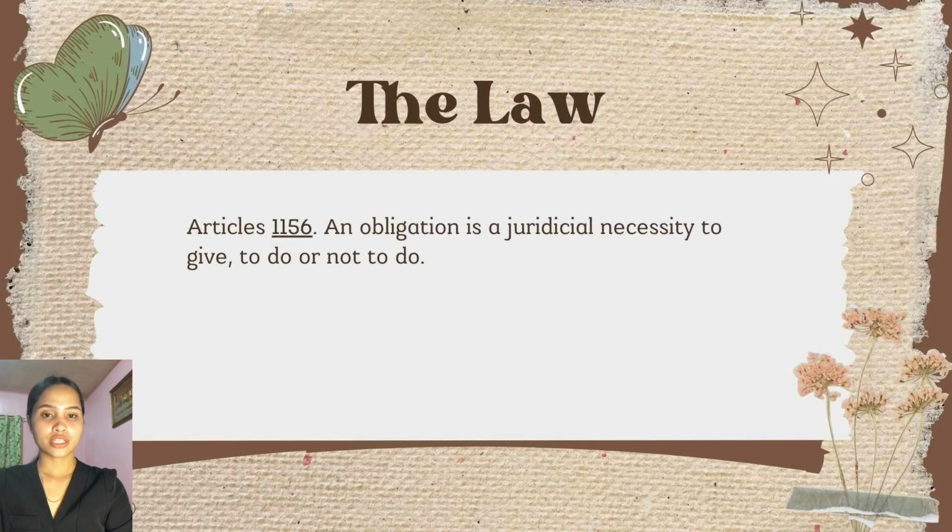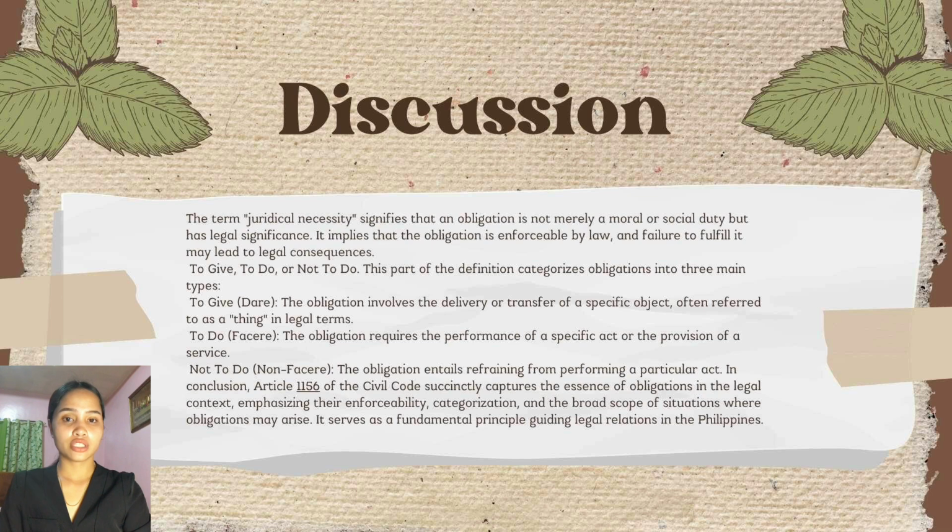For the obligation, Article 1156: an obligation is a judicial necessity to give, to do, or not to do. The term judicial necessity signifies that an obligation is not merely a moral or social duty but has legal significance. It implies that the obligation is enforceable by law and failure to fulfill it may lead to legal consequences.